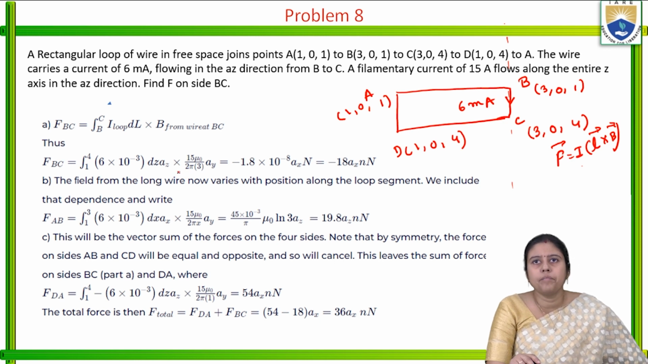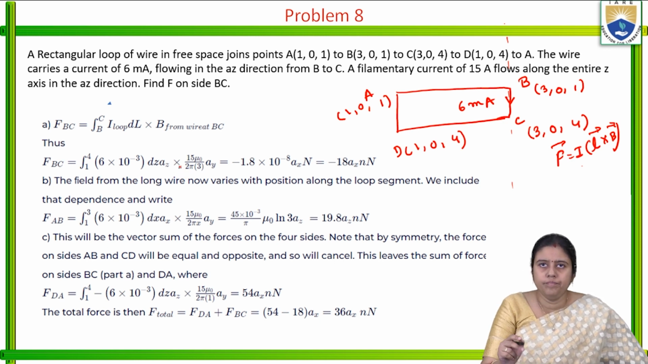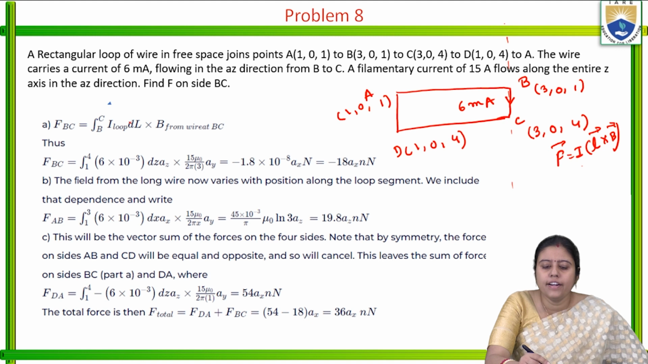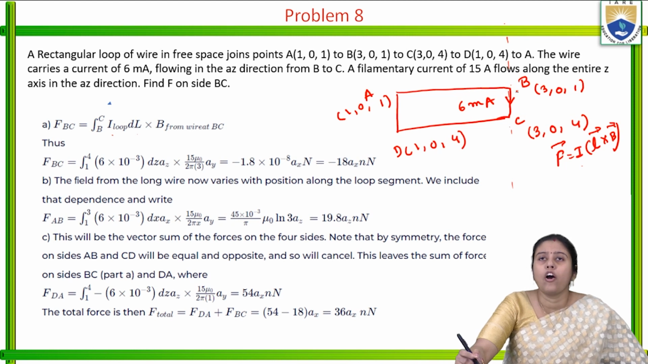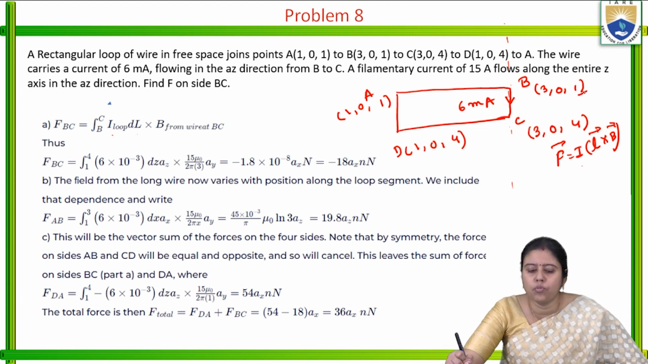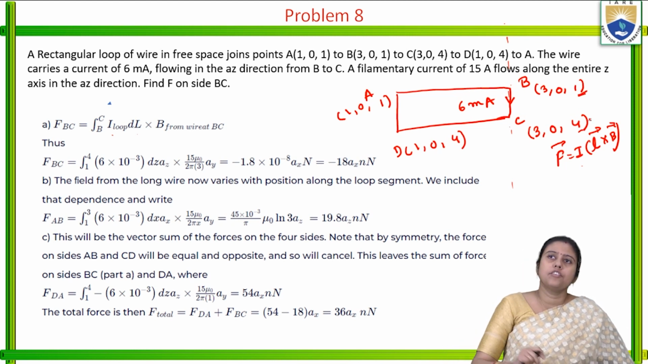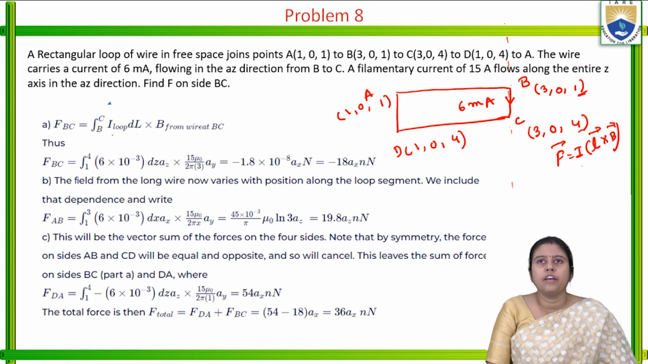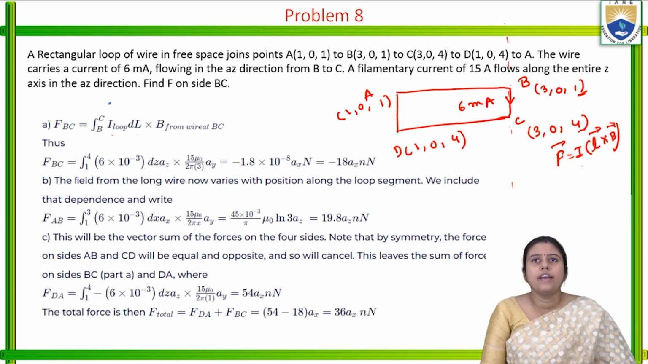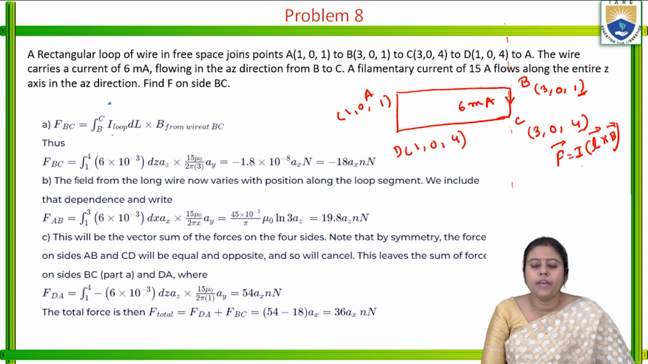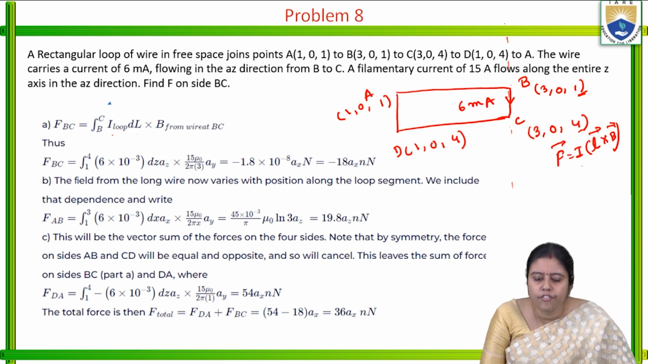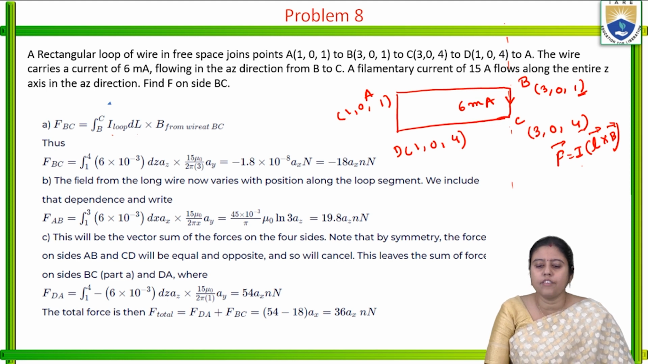So this is the force on dl. So I dl, where dl is taken from B to C, only in the Z direction. So it is 1 to 4. The current is flowing from B to C, over 1 to 4. Now we have to calculate B. What is B? B is the flux density for the total thing.